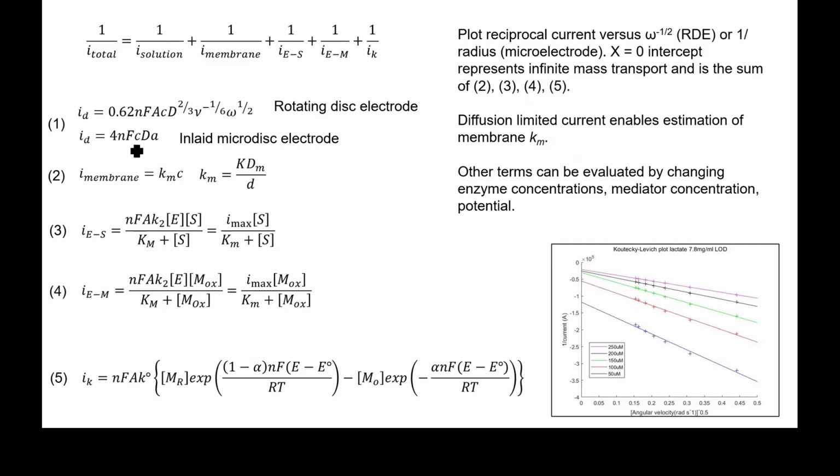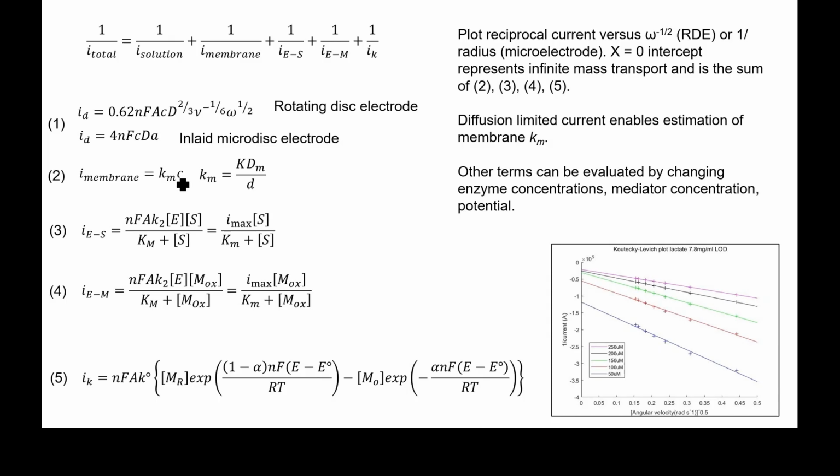Then we can load the enzyme. Then we can look at the diffusion limited current, just the diffusion limited current alone. And this means that by looking at the zero intercept, our rotation speed is infinite. So we've got infinite mass transport at this intercept here. So our intercept value is going to be the sum of all of these remaining terms. And as long as these are all high, we've engineered this to get our enzyme concentration high, we've got rapid kinetics of our mediator, we can now characterize the mass transport rate constant of our membranes and optimize those.